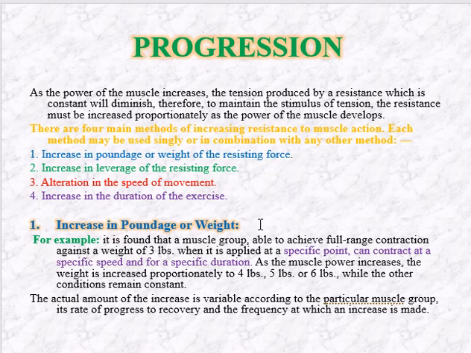First, increase in the poundage or weight. For example, it is found that a muscle group able to achieve the full range contraction against a weight of 3 lbs when it is applied at a specific point can contract at a specific speed and for a specific duration. As the muscle power increases, the weight is increased proportionally. For example, 3 lbs to 4 lbs, then 5 lbs, then 6 lbs, while other conditions remain constant. The actual amount of the increase is variable according to the particular muscle group, its rate of progress to recovery, and the frequency at which an increase is made.